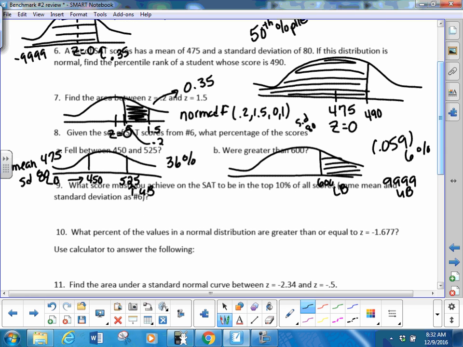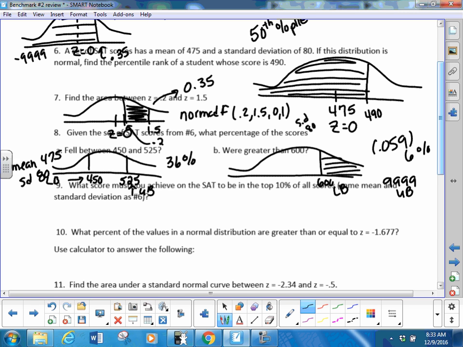What score must you achieve on the SAT to be in the top 10% of all scores? Same mean and standard deviation as number 6. Alright, let's be careful about what's being given here. They said we want to know what happens if we're in the top 10. So it would be 14. Awesome, and so what's being given? The mean and the standard deviation and the area. If you're given the area, we're switching buttons on the calculator. We're going to inverse normal.